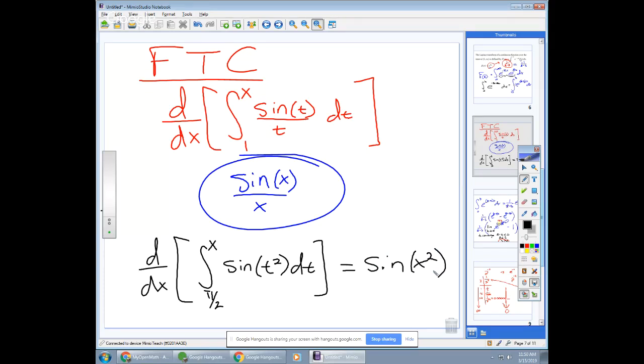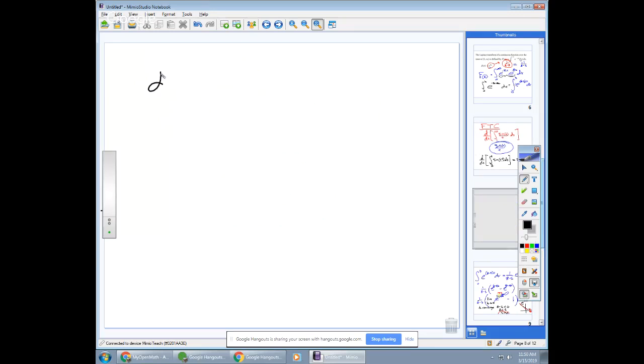These derivative problems are difficult because the derivative cancels the integral. Okay, let's do a harder one. Suppose we have the derivative with respect to x of the integral from 1 to x cubed of, let's make this one easier here, the sine of t dt.